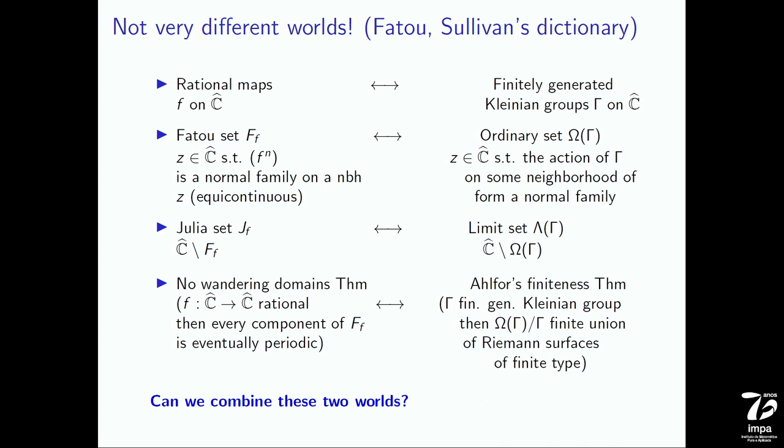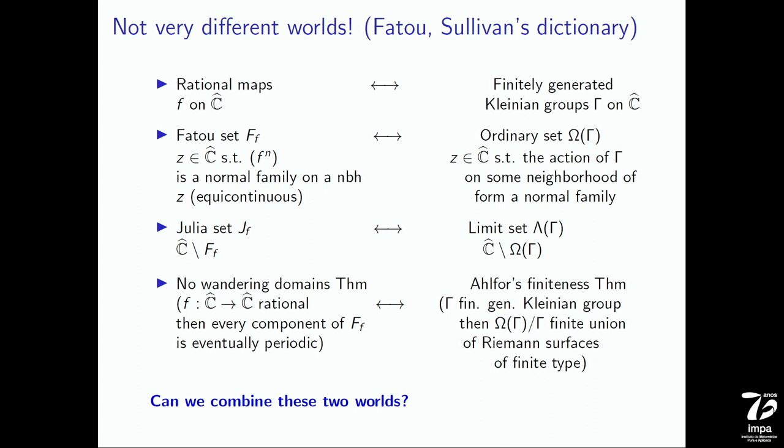And there are a lot more, and these are just the first similarities. Actually, the fact that the action of Kleinian groups and the action of rational maps are not that different is something that Fatou already realized 100 years ago. And Sullivan started to write it down precisely at the beginning of the 80s in what has been called the Sullivan Dictionary, a dictionary between the action of rational maps on one side and Kleinian groups on the other side.